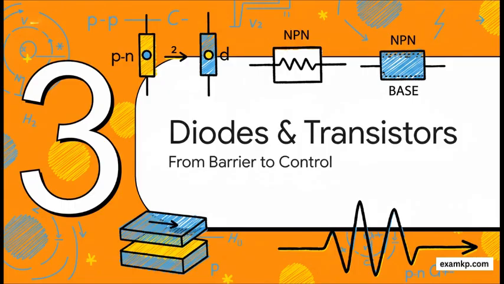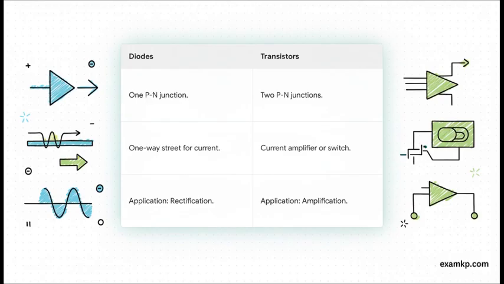So, we've made this amazing little barrier. Now what do we do with it? Well, this is how we build the two most important components in all of electronics: diodes and transistors.